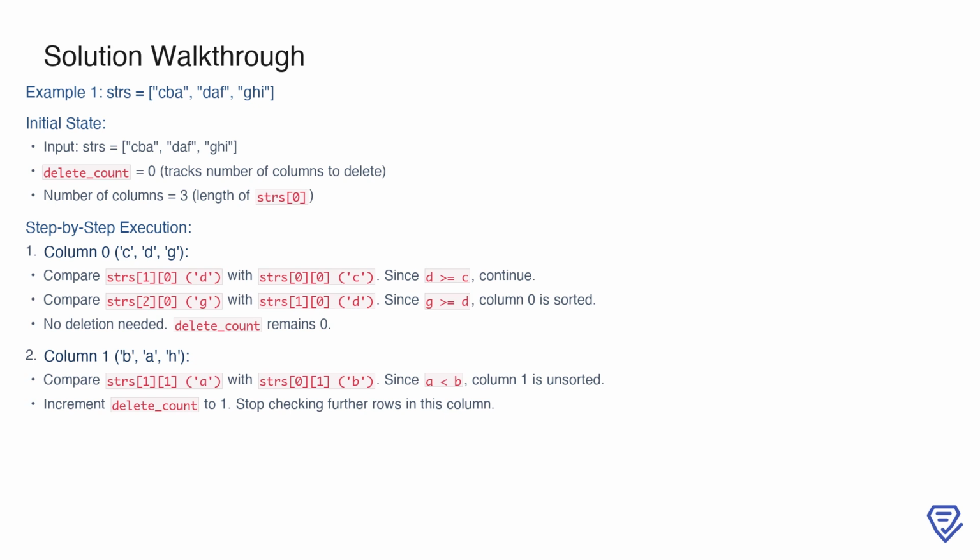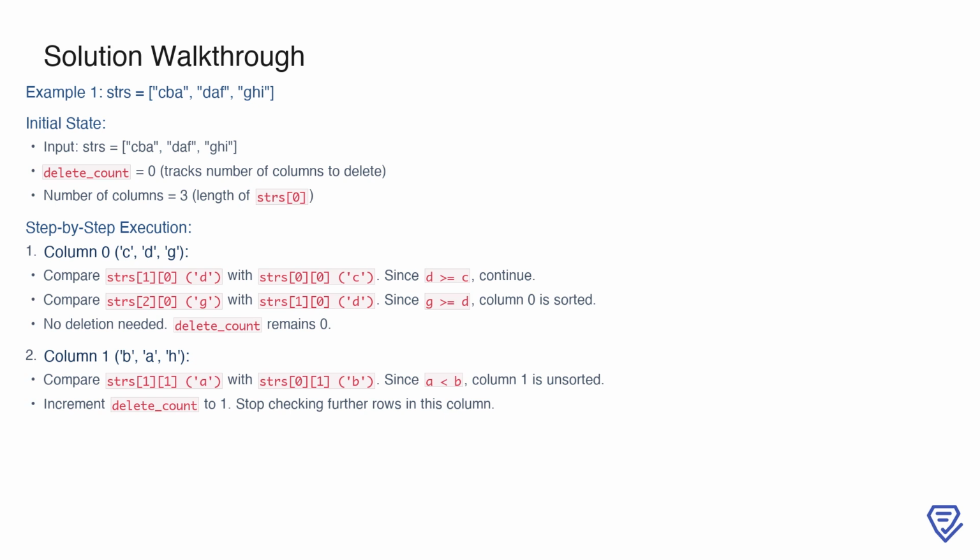In the first example, we are given the input array of strings strs equals ["cba", "daf", "ghi"]. To determine the number of columns that need to be deleted to ensure all columns are sorted, we initialize delete_count to 0, which will track the number of columns marked for deletion. Since each string in the array has the same length, the number of columns is equal to the length of any string, which in this case is 3.